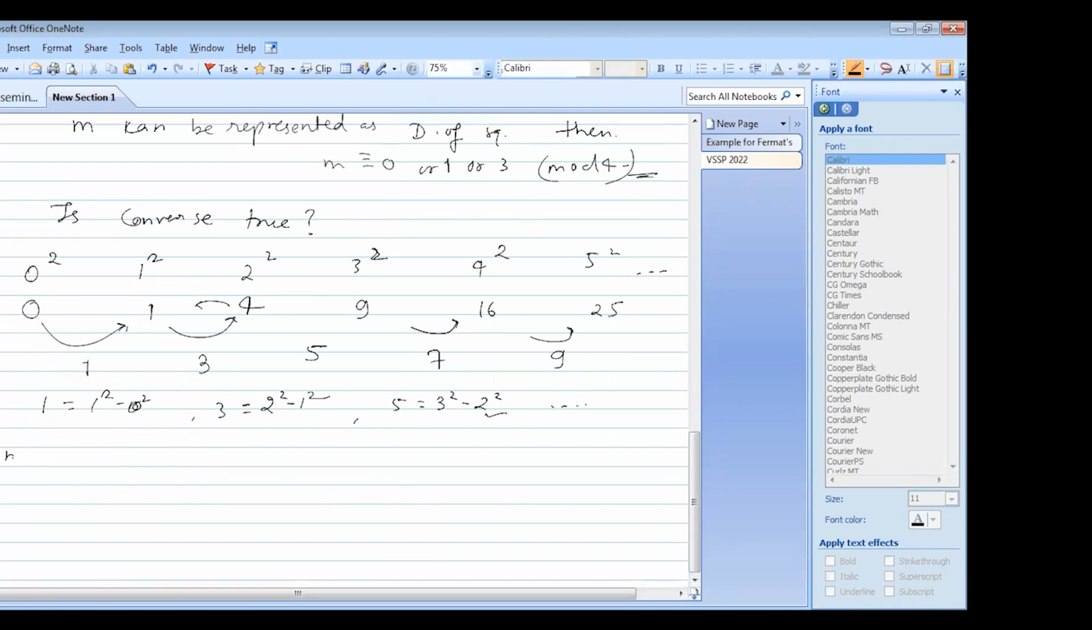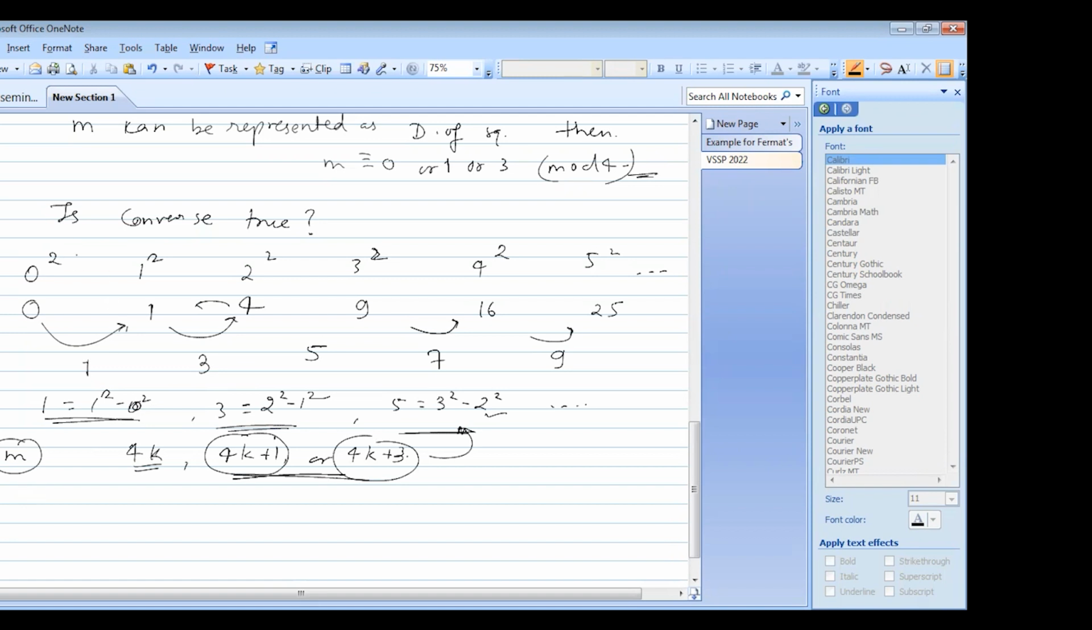So if I have an integer m which is not of the form 4k plus 2, that means it is congruent to either 0, 1 or 3. In that case, it is of the form 4k, 4k plus 1 or 4k plus 3. These two cases we have covered in this. So if I have an integer of the form 4k plus 1 or 4k plus 3, that means it is an odd number. So an odd number I can represent in this manner.